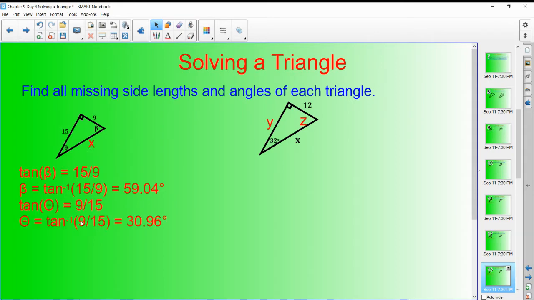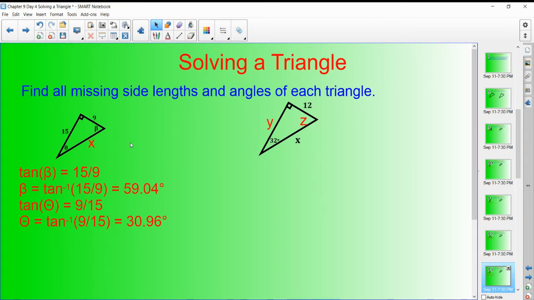Now, once again, I can use inverse tangent, and I get 30.96 degrees. So I found the two angles using inverse trigonometry. Both cases happen to be inverse tangent. Now find the missing side. I have a right triangle with two sides.